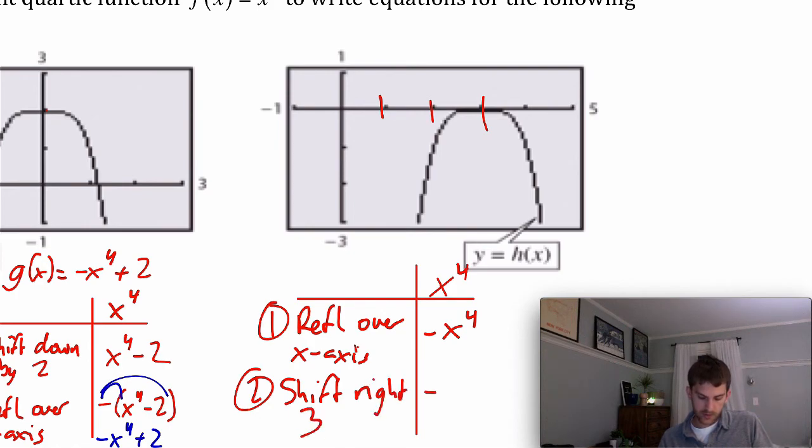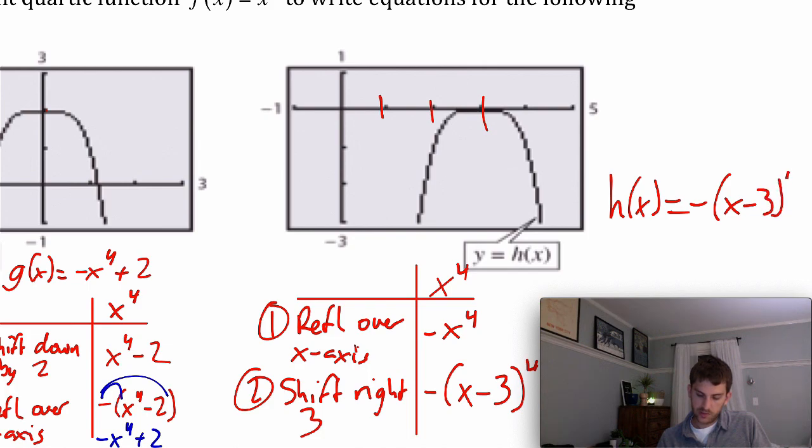In order to do that, we have to put that in parentheses with x. And remember, horizontal shifts always seem a little bit backwards. Even though we're going to the right, we're actually going to be subtracting 3 from x in the function. Oh, no, sorry, not squared, to the fourth. So we're going to say h of x equals negative x minus 3 raised to the fourth power.